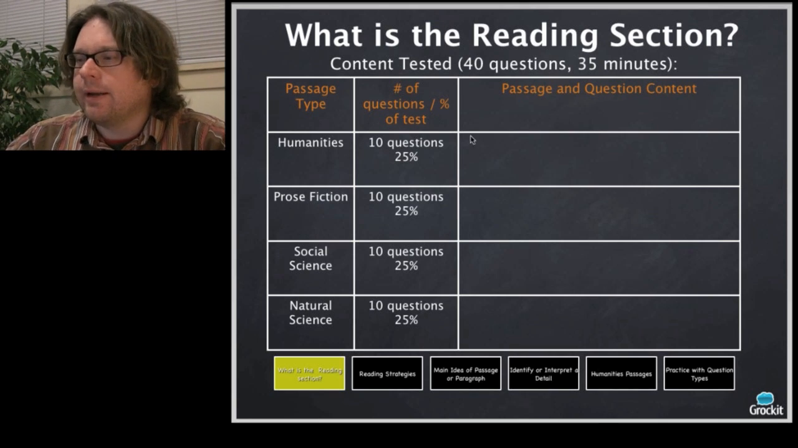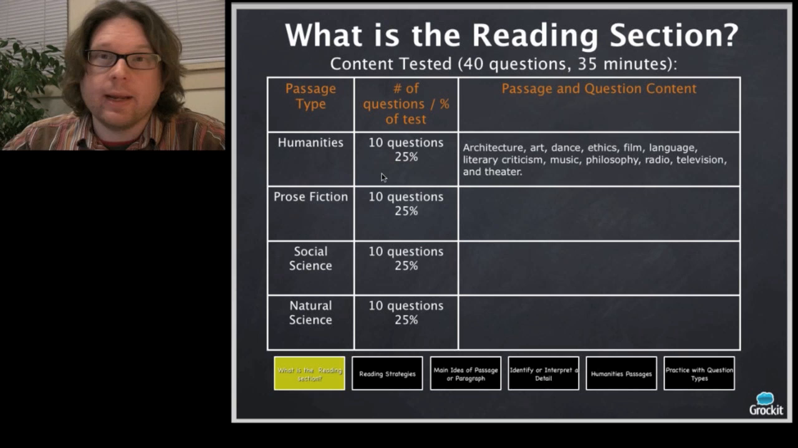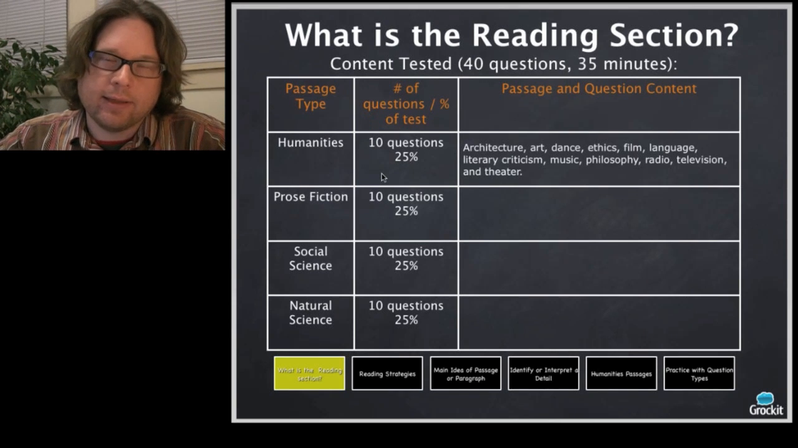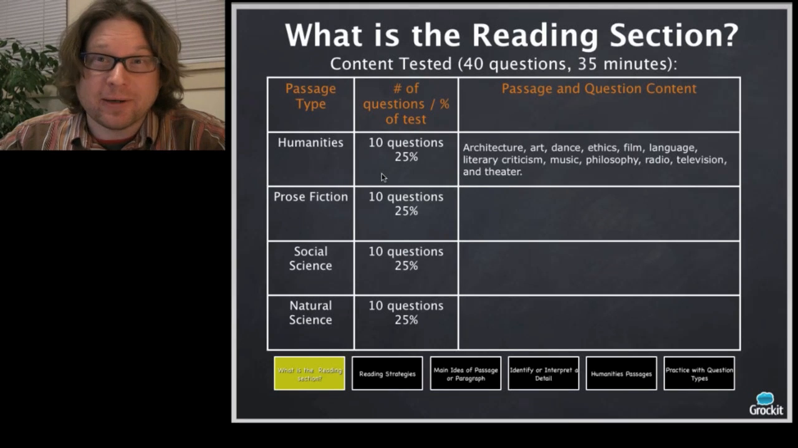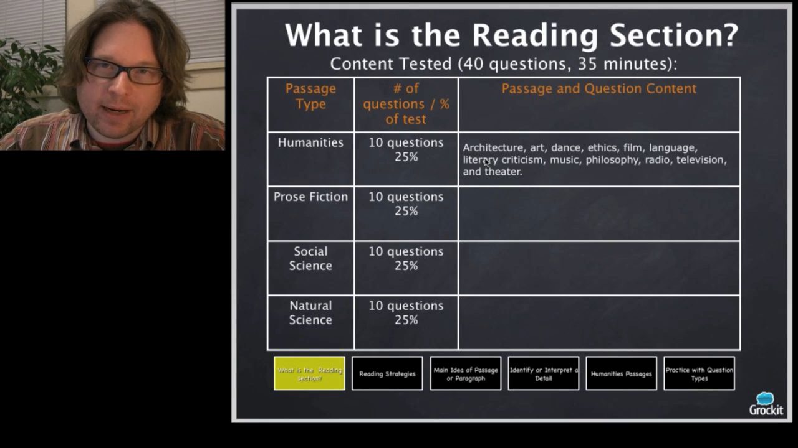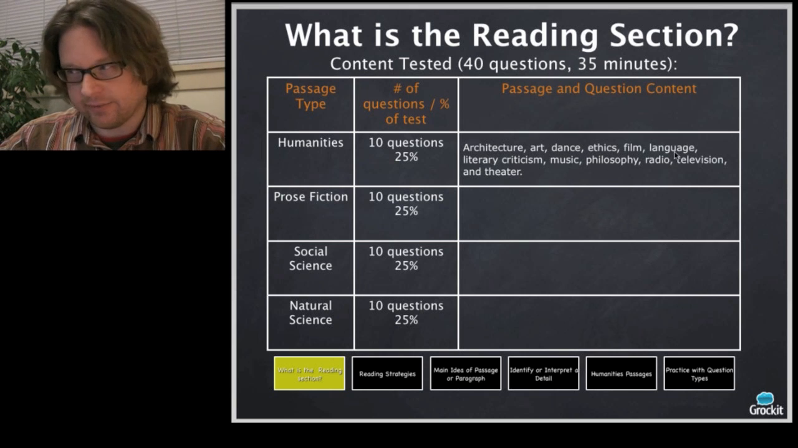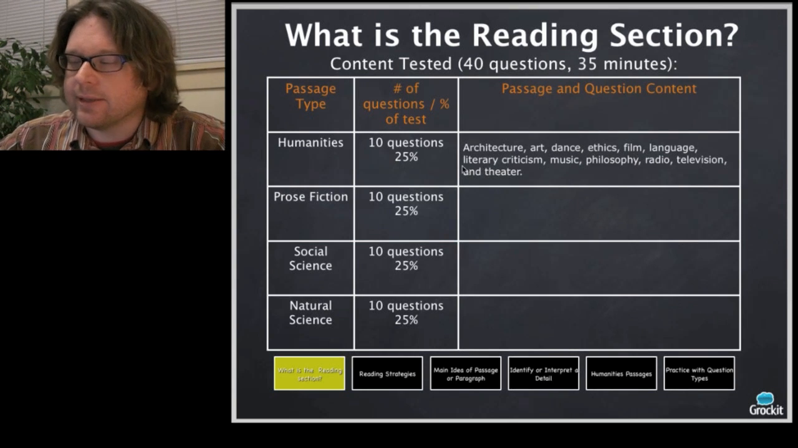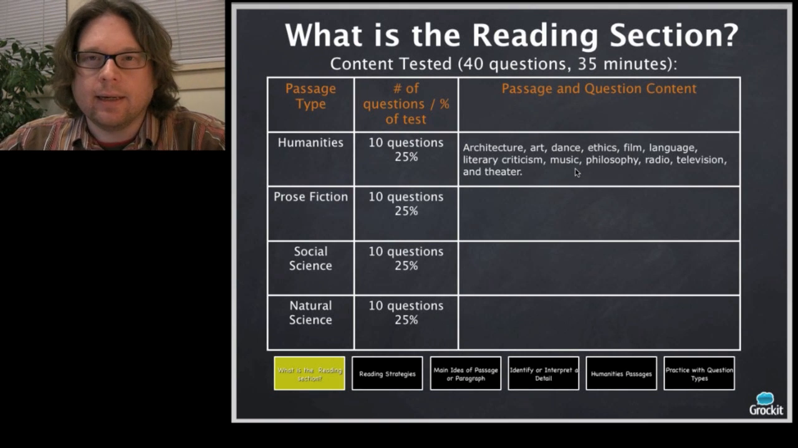So you have four major content areas here. The first one, 25% of the test, will be the humanities. So humanities, this is the one that's hardest to describe to people. Maybe I should have put it last on the list, but this is the one we're actually covering today. So, it's easy to list what humanities are, but not describe them as a group. So architecture, art, dance, ethics, film, language, literary criticism, music, philosophy, radio, television, theater, arguably linguistics.